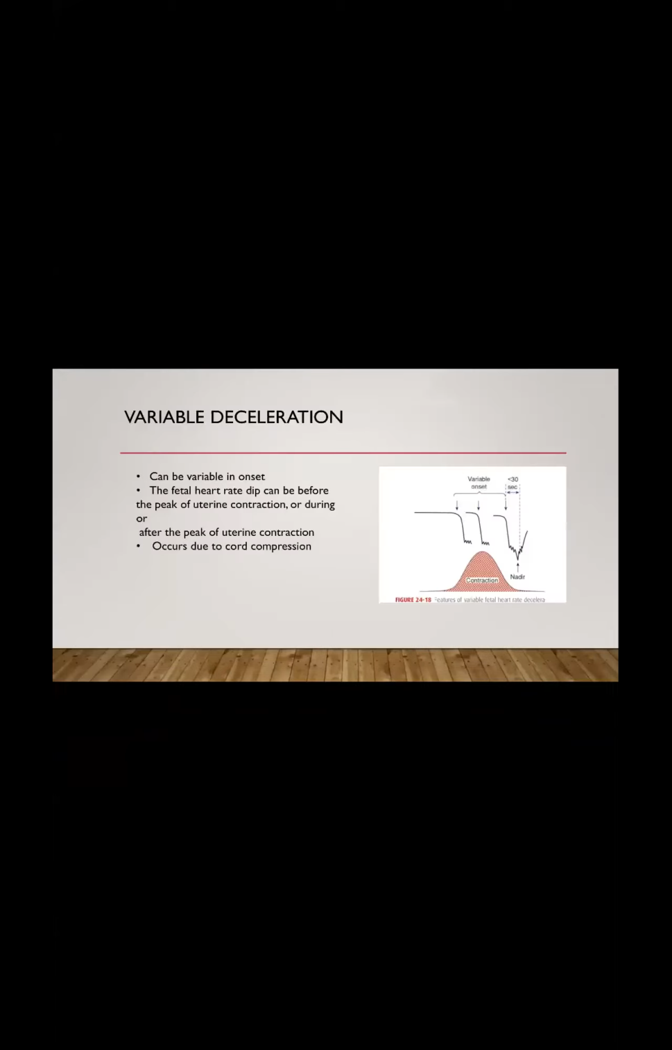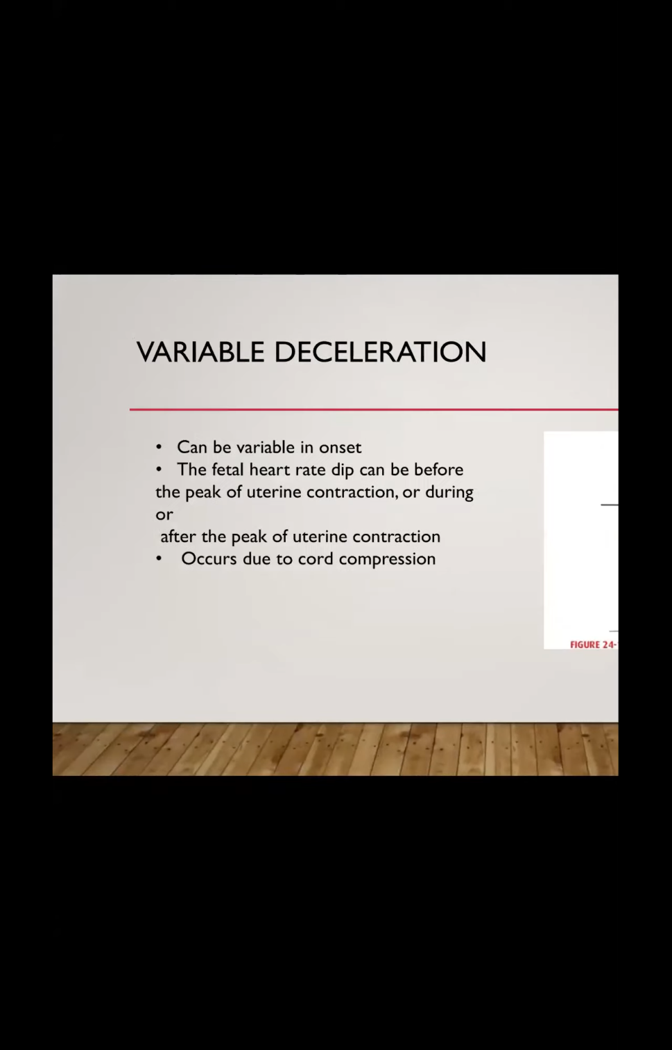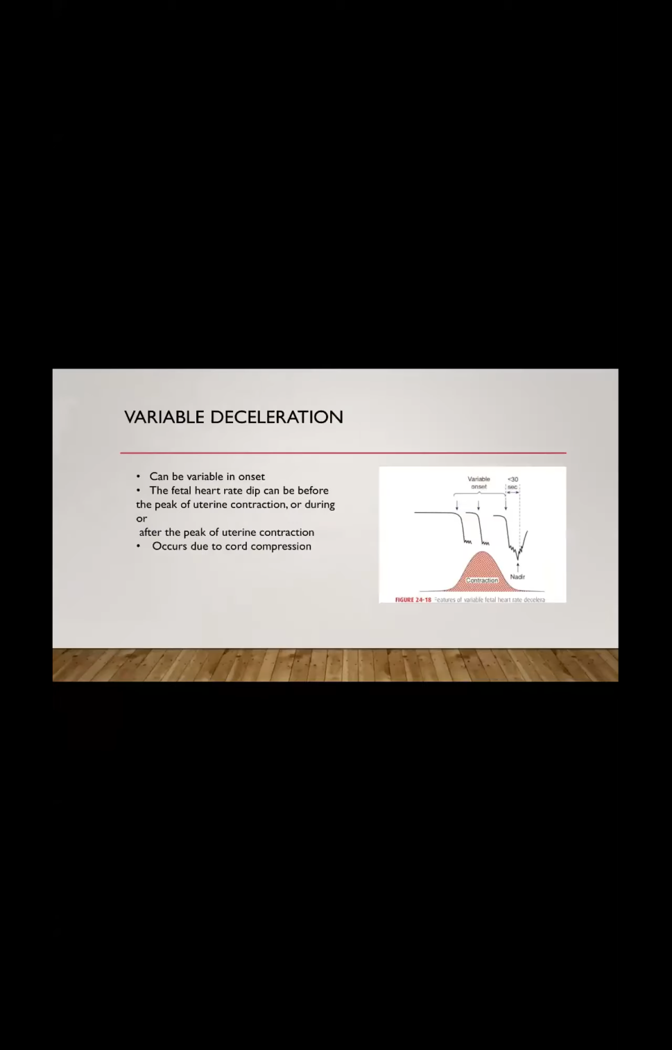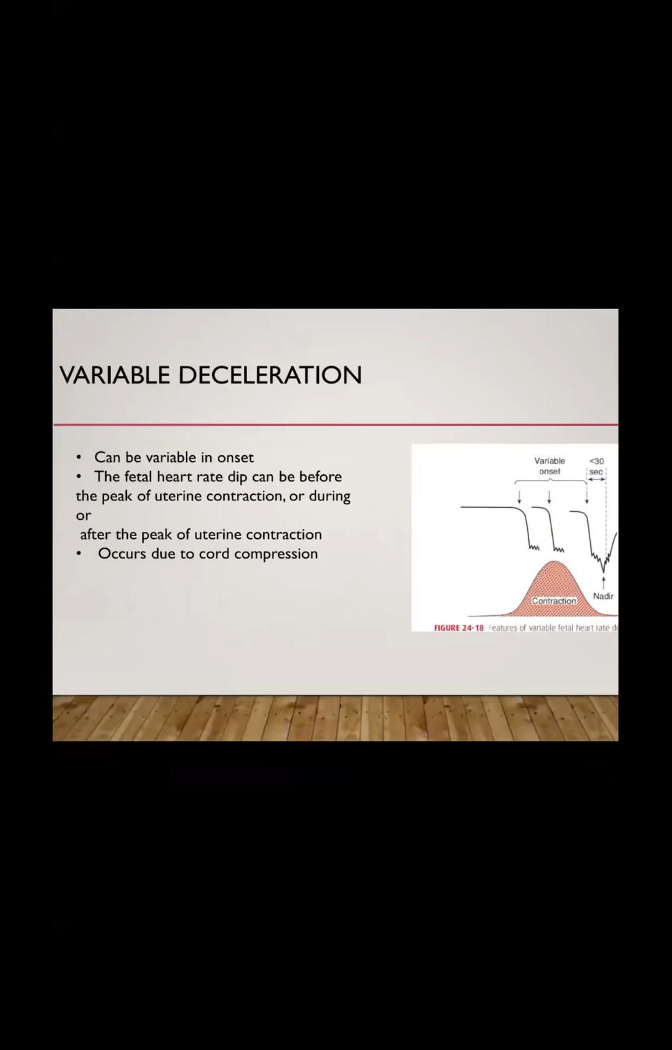Now, variable deceleration, another what? Another atrial fibrillation, it's my mnemonic. It's another irregularity. So variable deceleration is when the fetal heart rate dip can be before the peak uterine contraction.